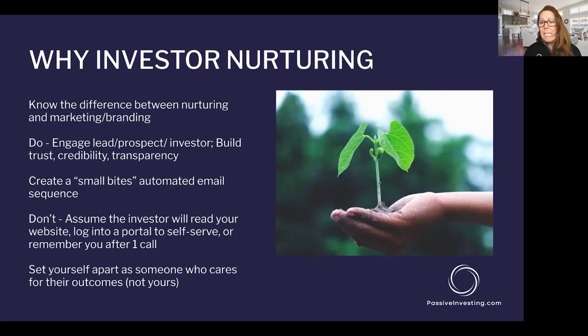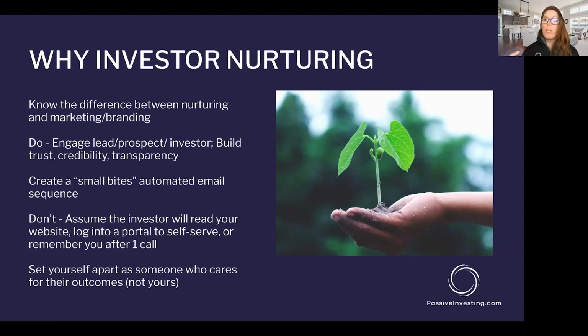So, what are some things that we want to do here with investor nurturing? We want to make sure we are engaging this lead prospect, the potential limited partner, maybe even our old investors that have not reinvested with us for quite a while, and continually build that trust, credibility, and transparency with them. Those are the three things that you're constantly doing. It's not saying, hey, look at my new shiny deal that I got going on. That is part of it, right?